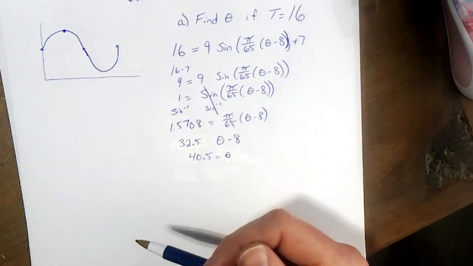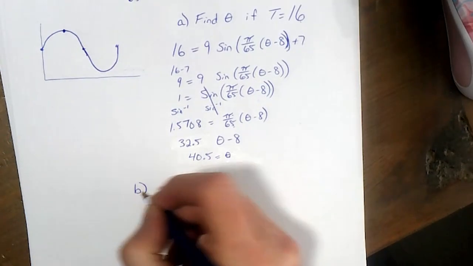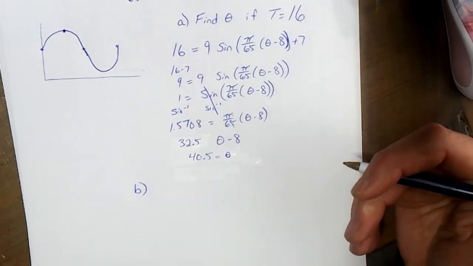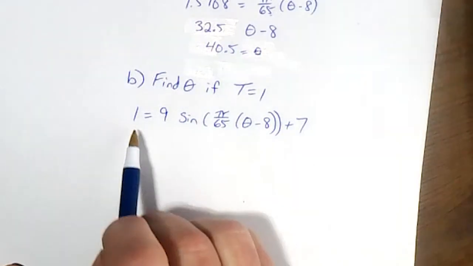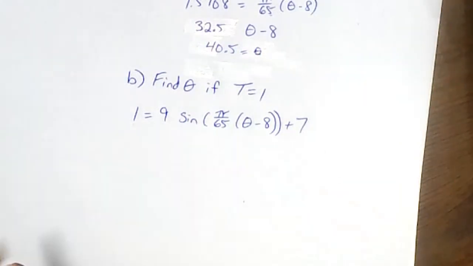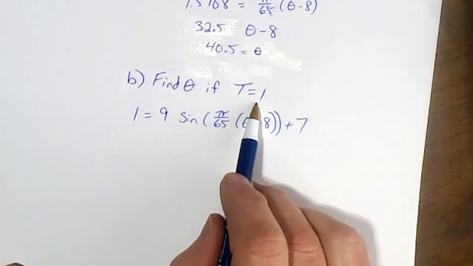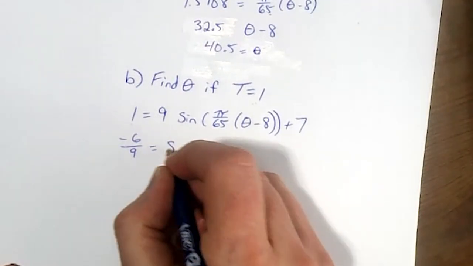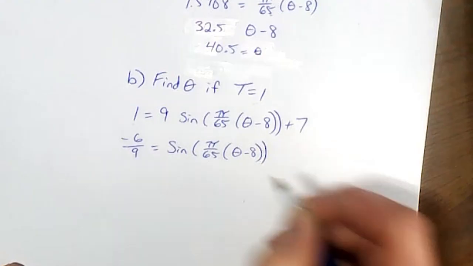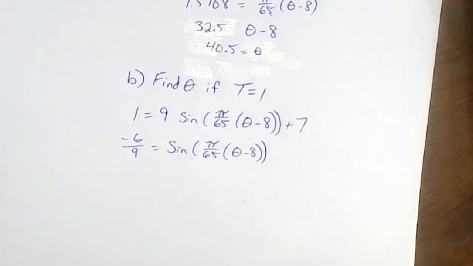So I'm going to do the same thing for B. And this time we have an extra step at the end. So I've set it up, 1 equals the function. So that's what we're looking for when t equals 1. Subtract 7. And then I'm going to continue for a couple more steps.